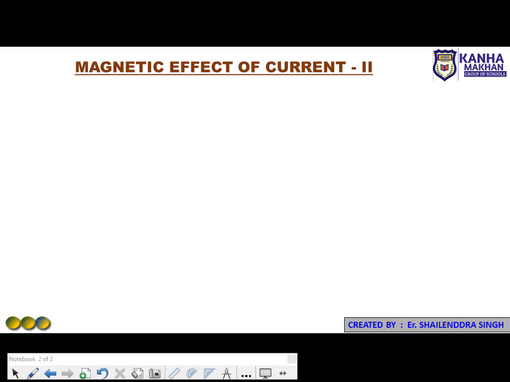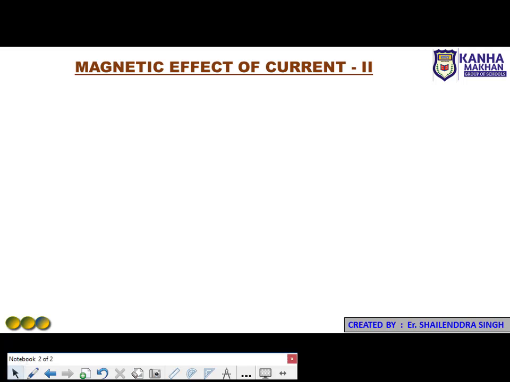Now, after discussing the magnetic effect of current in the first part, which we have completed, and what the effect of a current carrying conductor is and how it produces a magnetic field, we will now discuss the magnetic effect on a moving charge. If a moving charged particle is moving in a magnetic field, what should be the result upon it?